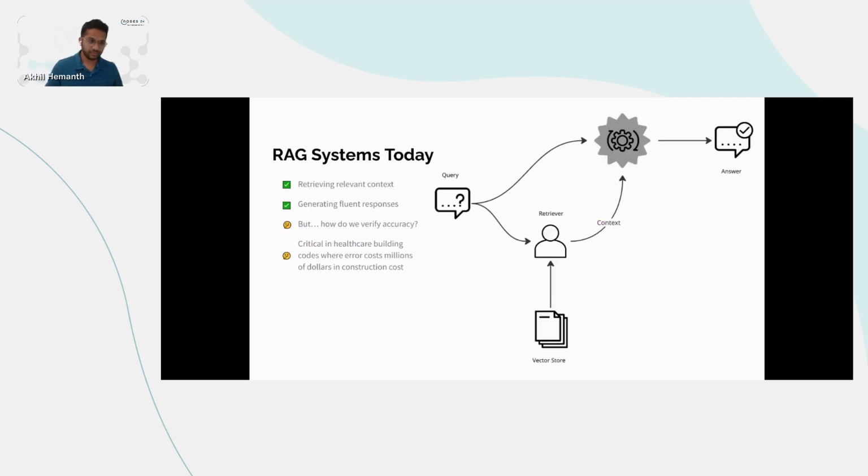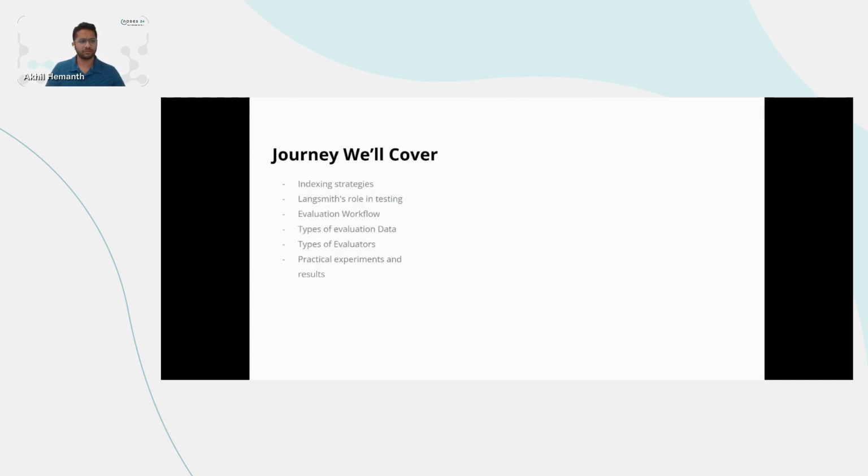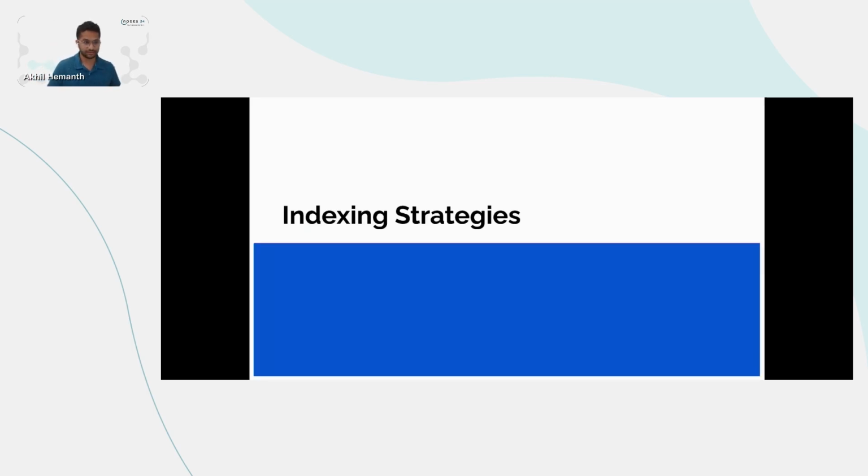The current RAG systems today are pretty good at retrieving relevant context, right? They're good at generating fluent responses with the help of LLMs. But how do we actually verify their accuracy? It's critical, especially in healthcare building codes, because sometimes these errors can cost millions of dollars in construction costs. So in this presentation, we'll look at different indexing strategies, LangSmith's role in testing, the evaluation workflow, types of evaluation data, types of evaluators, and some practical experiments and results.